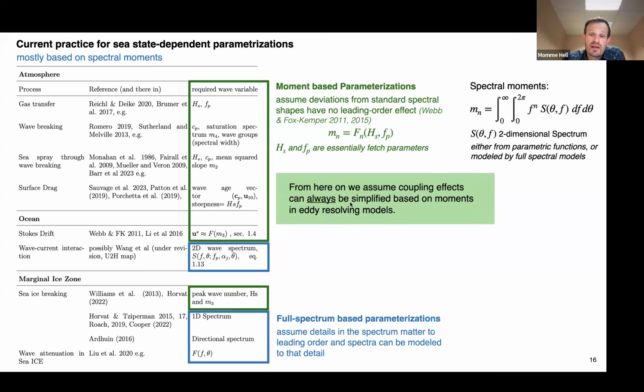But for now, I'm assuming that we can always find a way. So this is basically a call out to the people who work on these frequency dependent processes, that we can always find a way to find a moment-based metric even in eddy resolving models, right? We want to have the statistical impact of these processes, but I hope we don't have to resolve them explicitly.